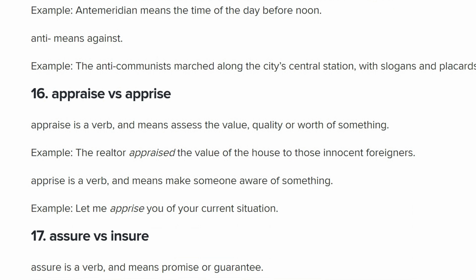Okay, so this is a distinction I needed to know. So apprise is a bit like to inform, I guess. Let me inform you of your current situation. Let me apprise you of your current situation. Not a word that's used terribly often, to be honest, but it's good to know, and it's definitely good to know the difference between the two. To appraise, with the A there, means to assess, and apprise means to inform.